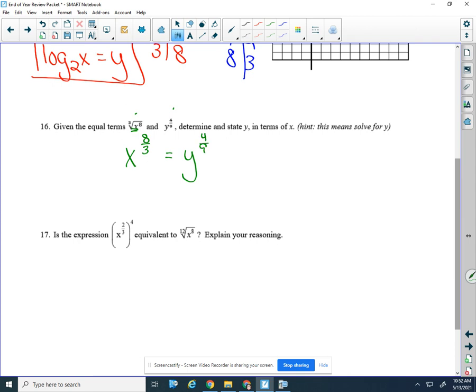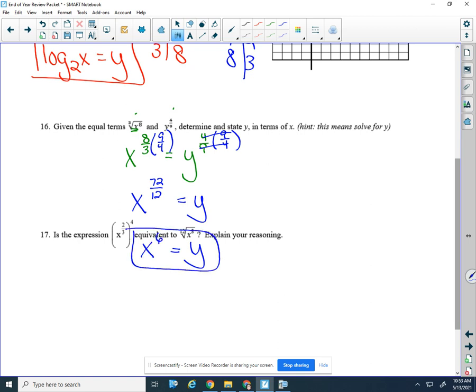So take a second and see if you can figure out how to get that y by itself. How do you get rid of the 4/9? What we have to do is multiply by the reciprocal and make these cancel out. Whatever you do on one side, you have to do on the other. So now we have y equals x to the 72/12. If you do 72 divided by 12 in your calculator, you end up with y equals x to the 6th. So what we just did is determine and state y in terms of x. We solved that for y.